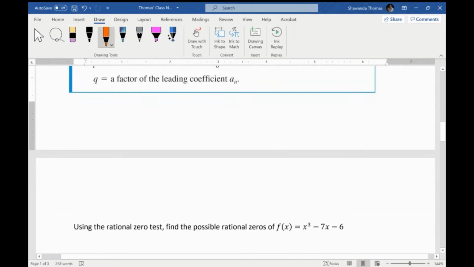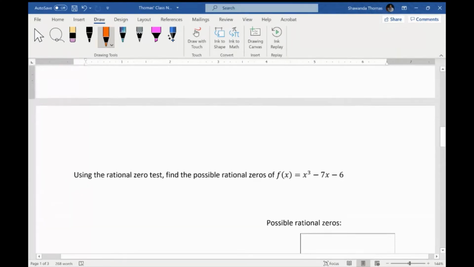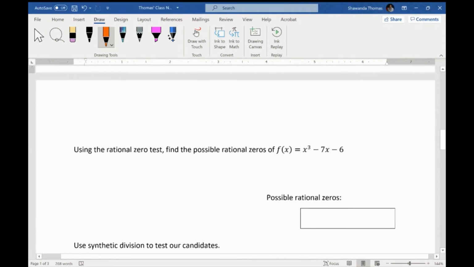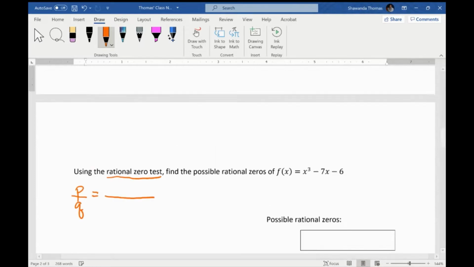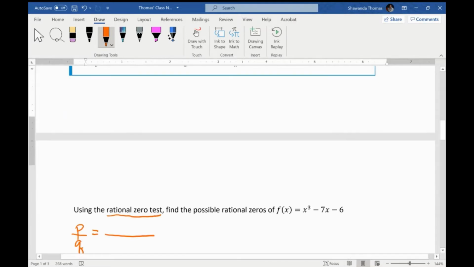All right, so we're going to use the rational zero test to find the possible rational zeros of the function we just talked about. We're going to do something called P over Q. It's the rational zero test. Now, can someone just read to me, what does P equal? A factor of the constant term. Thank you. It's a factor of the constant term.